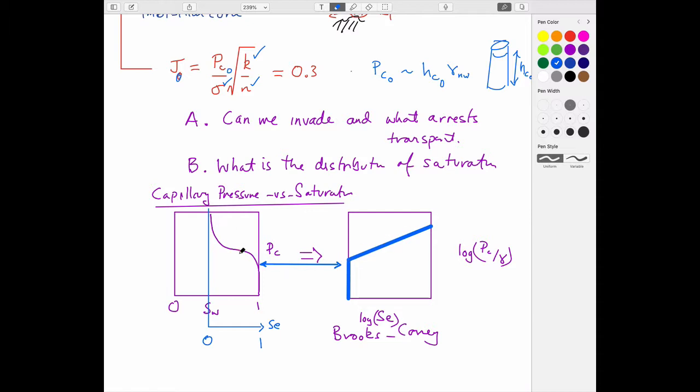You could flip it around, but it's basically the same curve that takes these same data and notices that if you plot it on a log-log scale, then all of a sudden it conforms to a straight line. And it's useful because then you can describe the capillary pressure saturation curves in terms of a very simple relationship. All right, so that was our mandate in this.